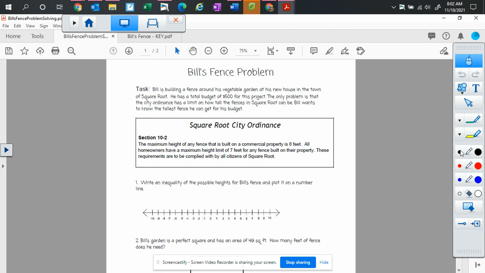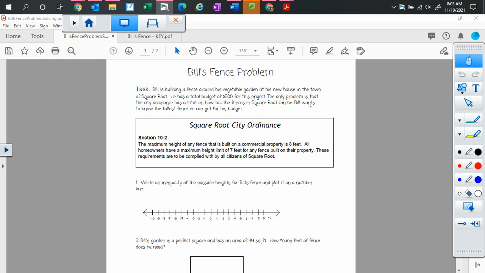All right, I'm here to talk to you quick about Bill's fence problem. This is in class kick, so you should have worked through this, but I also just want you to double check in on it, make sure that you're good to go because we are going to be doing a graded version of this later this week in class.